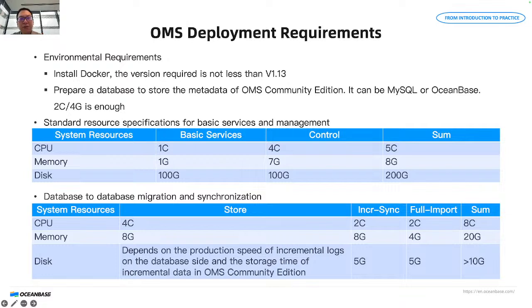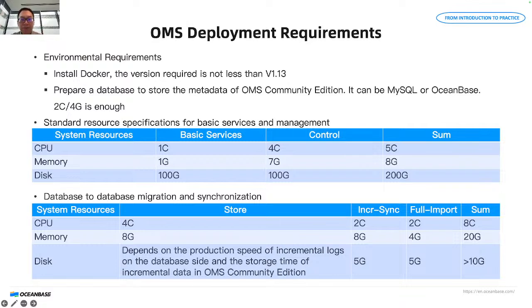Next, let's briefly introduce how to deploy OMS. First, the deployment environment requires Docker to be installed on the machine, with the version of Docker no less than 1.13. The database used to store OMS meta information can be MySQL or OceanBase. Metadata mainly contains information about the data sources and the migration and synchronization tasks we created, which will be stored in the database. Another requirement is resource allocation, which includes two parts, one for basic services and the other for migration and synchronization.